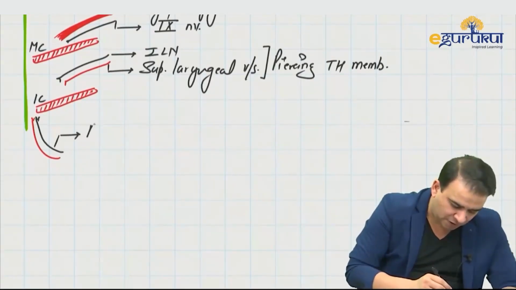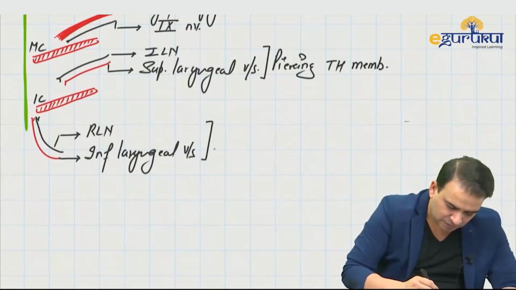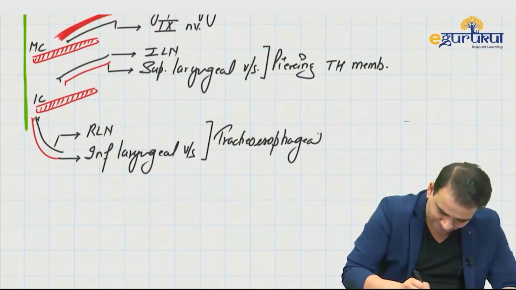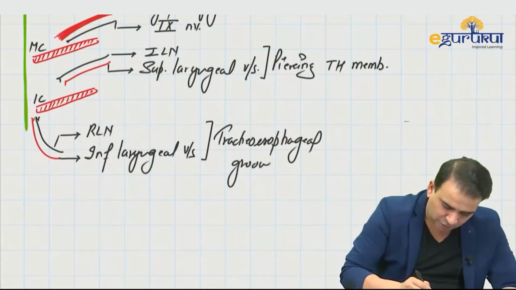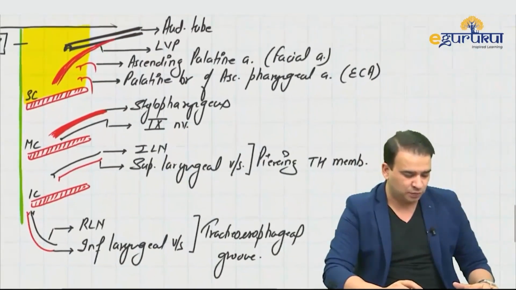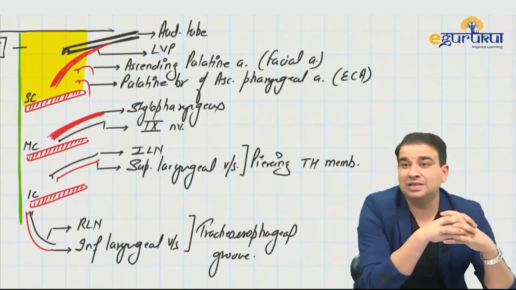Whereas below we have the recurrent laryngeal nerve to be seen with inferior laryngeal vessels, the structures which are present in the tracheoesophageal groove. Another way of asking the same question: the structures in the tracheoesophageal groove. So these are the structures present between the constrictor muscles.